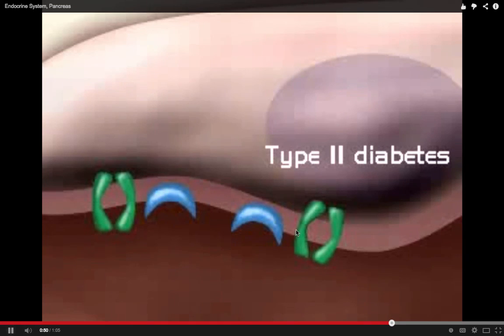So here, remember, we're not making any insulin. And this is type 2, but let's ignore that for a moment. What happens with type 1 diabetes, since there's no insulin being made, you can never get glucose inside the cell. So when you see the sugar goes by, it just can't get in. Type 2 diabetes is a little different.